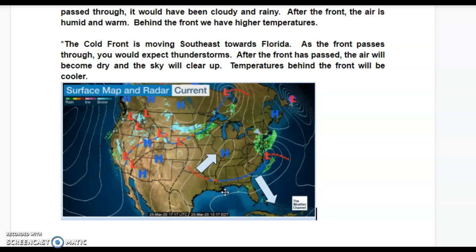So the isobars represent different air pressures, and the difference in them indicates the different amount of wind speeds. You're going to use this information when you complete the weather map analysis paper.